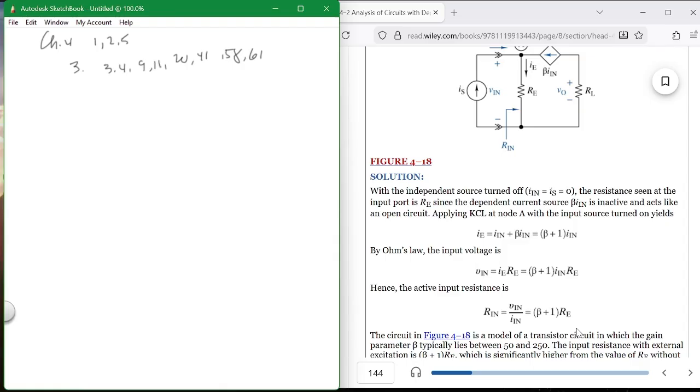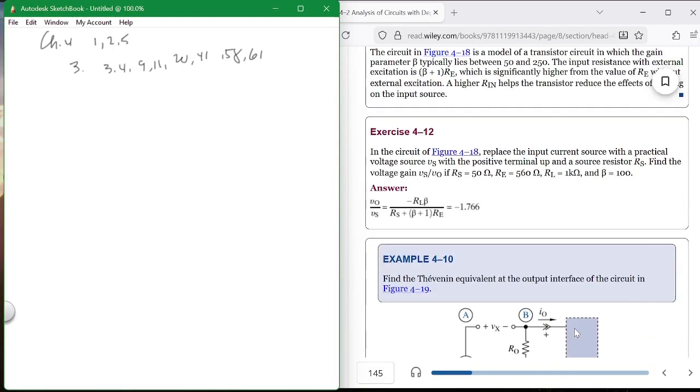Not going to be on a test. Not going to have to worry about it, except for the fact that there it is. Okay. Here's another one.